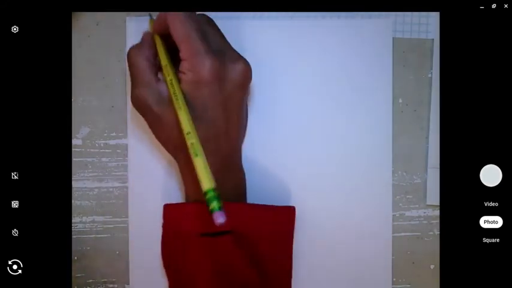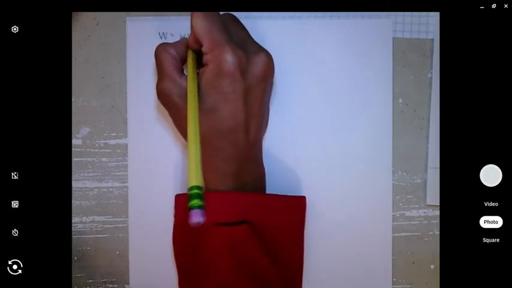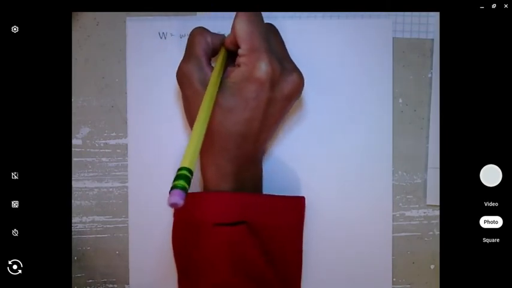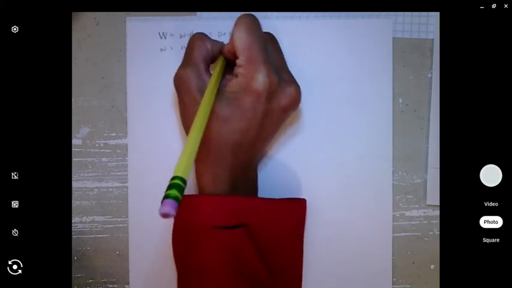The first thing I like to do is, they did not give any letters that I'm supposed to use, so I'm just going to make up my own, and I'm going to use W. Capital W is for widow's peak, and lowercase w is for no widow's peak.